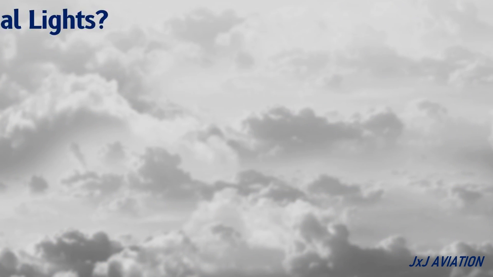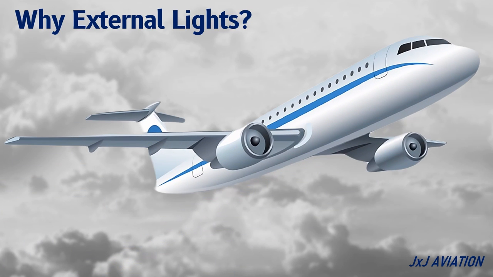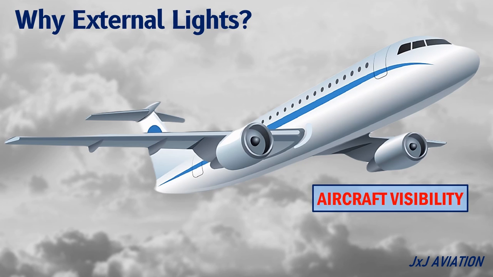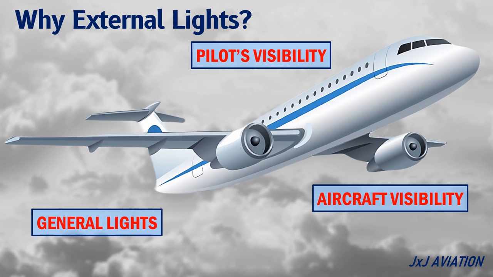Why should aircraft have external lights? Aircraft are installed with external lights for a few reasons, such as to make the aircraft visible to other aircraft, improve pilots' visibility during taxi, takeoff or landing, or for general purpose. The type of lighting system and the lights that are installed depend on the type of aircraft and the flying environment.